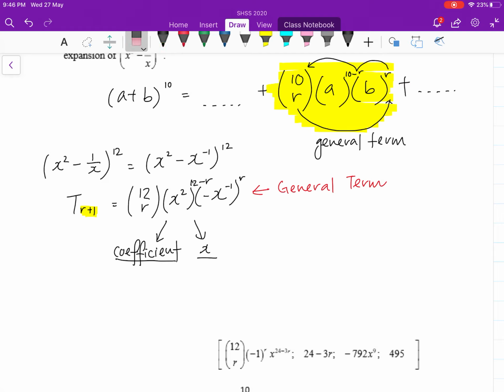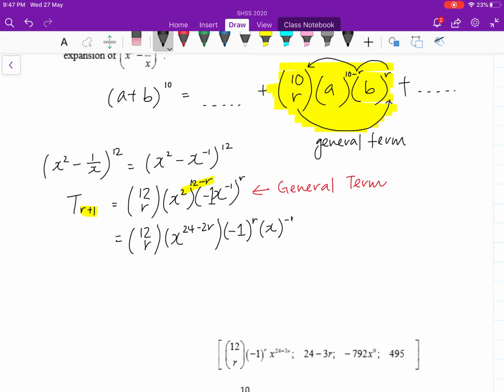Before we do that, I'm going to split up one by one first. If you see, this is 12 choose r, which is just 12 choose r. (x squared) to the power of 12 minus r. If you remember your indices, you can multiply these powers together. You're going to have x to the power of 24 minus 2r. Now, the tricky part comes here, which is (minus x to the power of minus 1), the whole thing to the power of r. The minus has an invisible 1 here, which means you can split up. This is essentially (minus 1) to the power of r, and you have x to the power of minus r. Once I split this up, everything becomes clear.